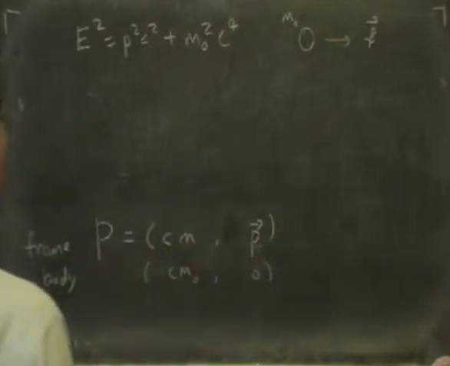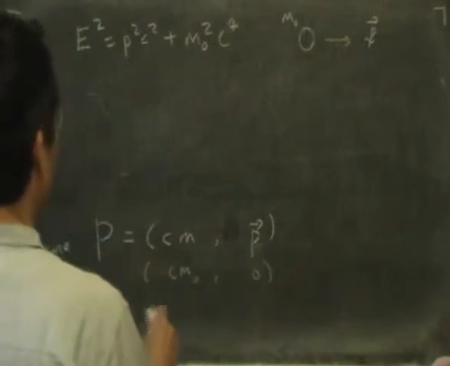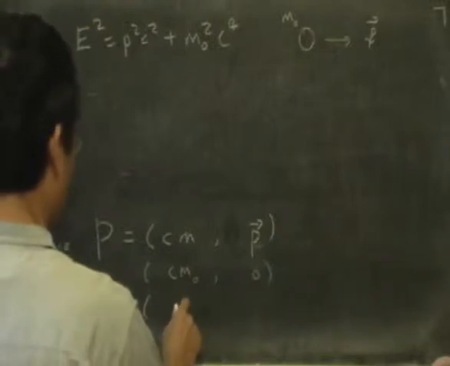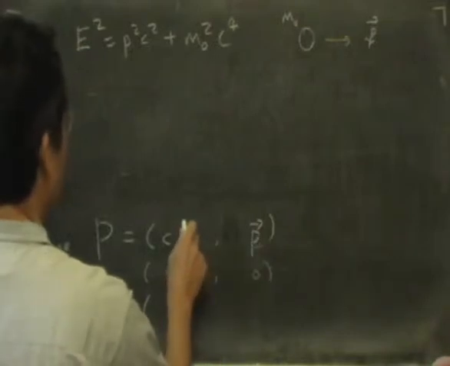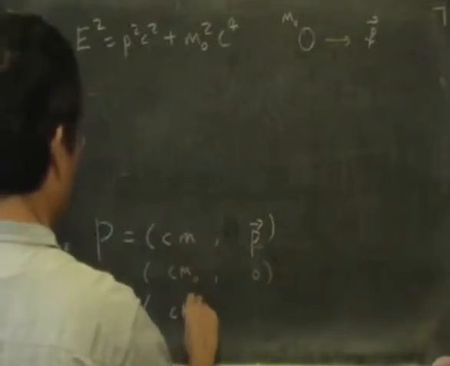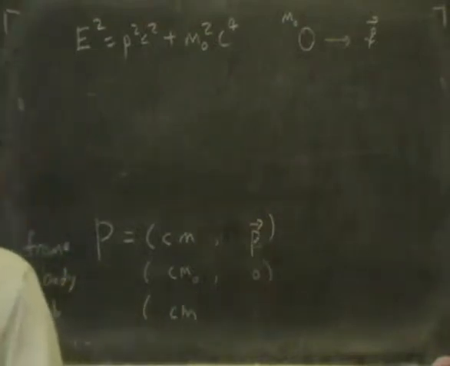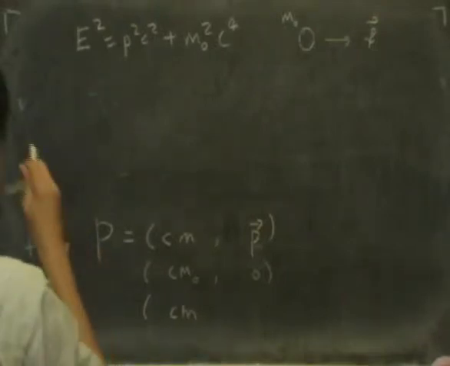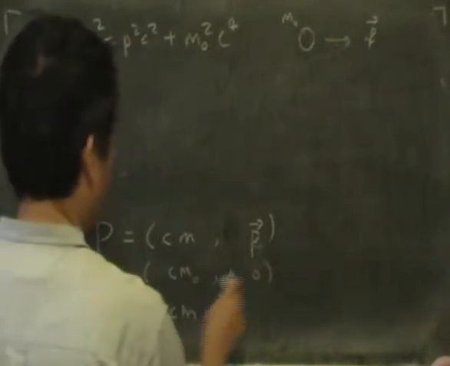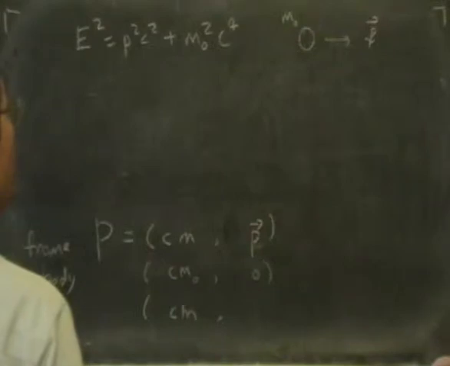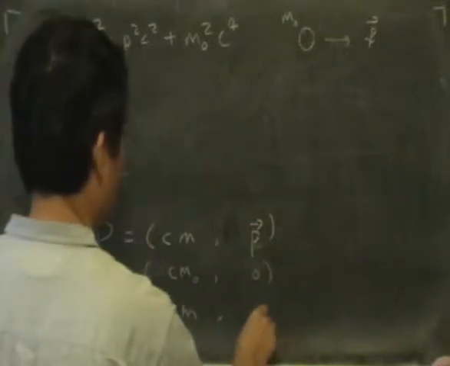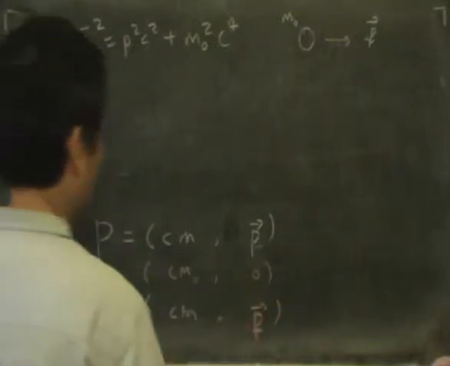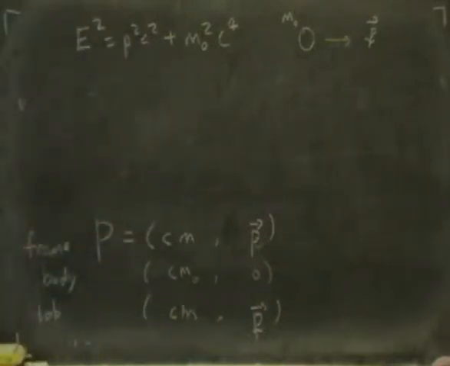So in the lab frame, the body moves and the mass would be C times M. And the momentum would be some P. I'll just let that be the P vector.